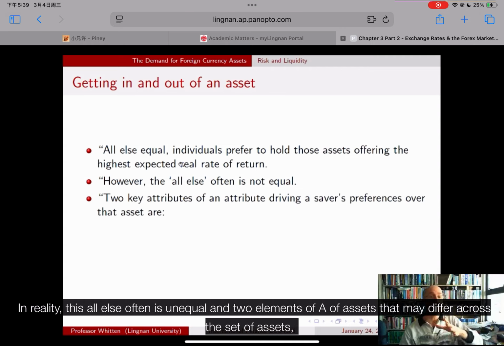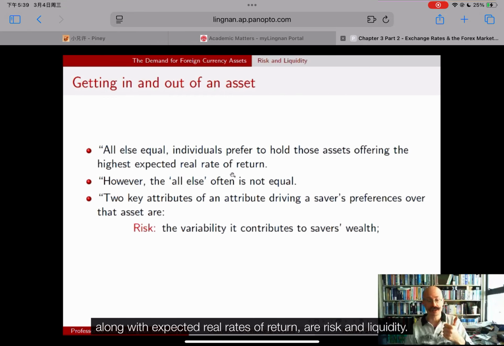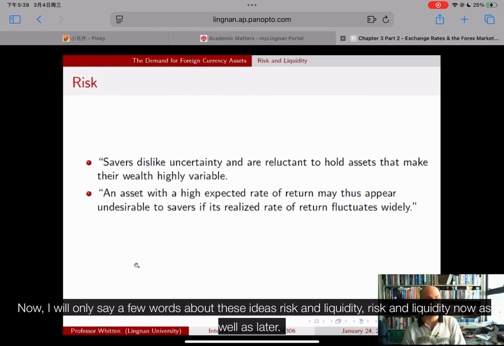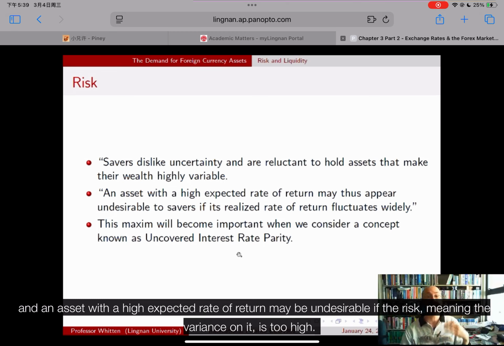And two elements of assets that may differ across the set of assets along with expected real rates of return are risk and liquidity. Now, I will only say a few words about these ideas, risk and liquidity, now as well as later. Suffice it to say, most of the time, people don't like risk. And an asset with a high expected rate of return may be undesirable if the risk, meaning the variance on it, is too high.